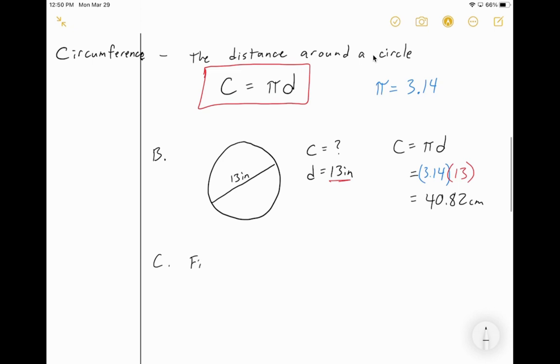Find the circumference if d, the diameter, is equal to, let's say, 7.5 centimeters.